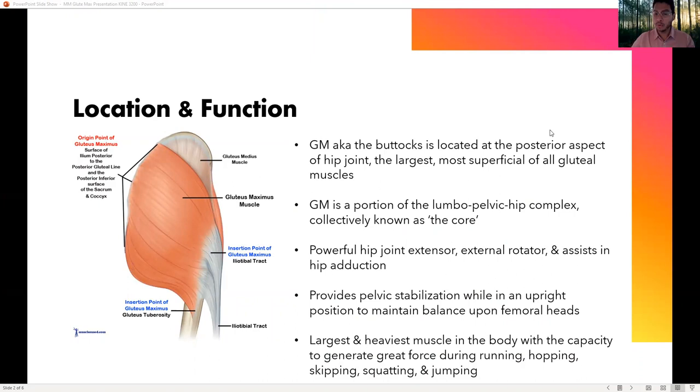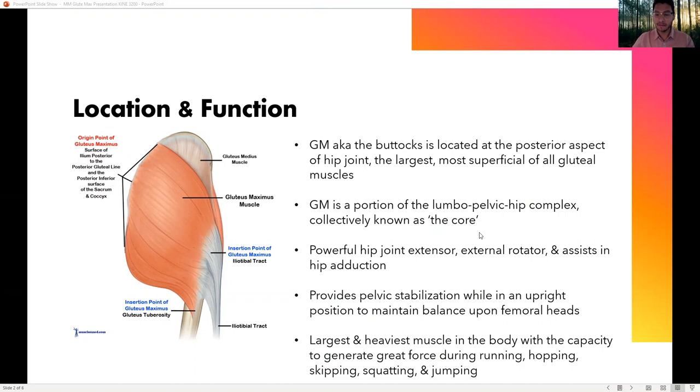Gluteus maximus is a portion of the lumbopelvic hip complex, and collectively this group of muscles is known as the body's core. It is the link between the upper and lower extremities. The glute max is a powerful hip joint extensor, external rotator, and assists in hip adduction. It provides pelvic stabilization while in an upright position to maintain balance upon the femoral heads.